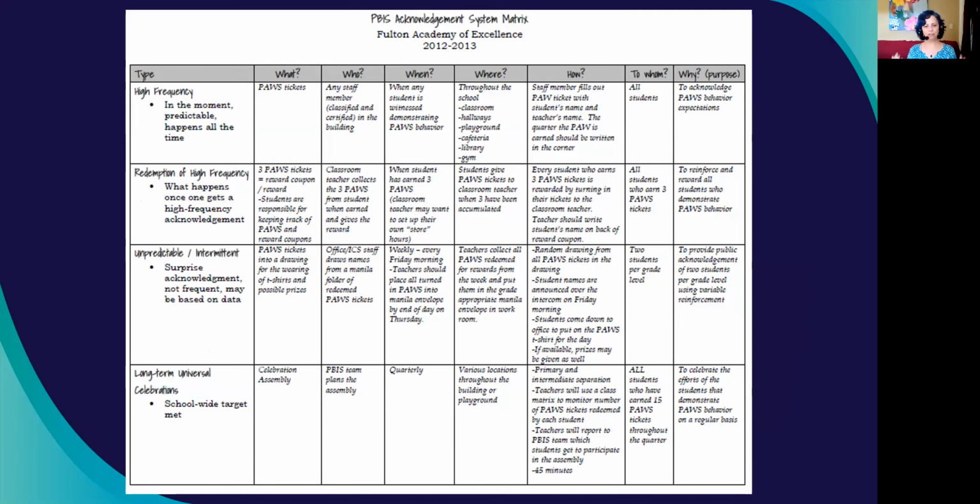So once you start to brainstorm or you think about what you already have in your building, you want to create a matrix so that you can train staff with it, you can share it with families and students, with substitutes or new teachers that come in mid-year, right? It explains how the high frequency, the ones that happen right in the moment, work and what you do with that. Do I turn it in? Can I buy something with it? Does it go in a bucket?